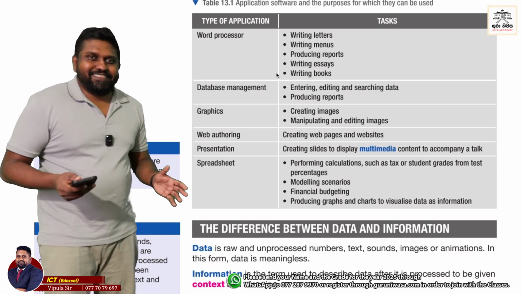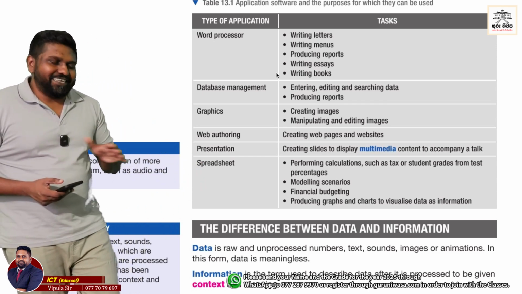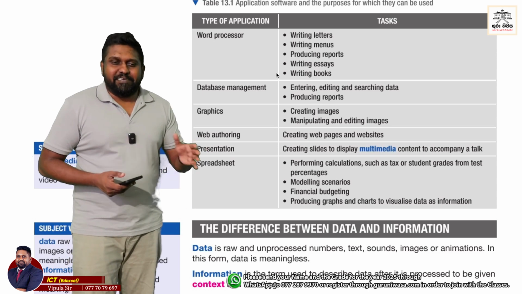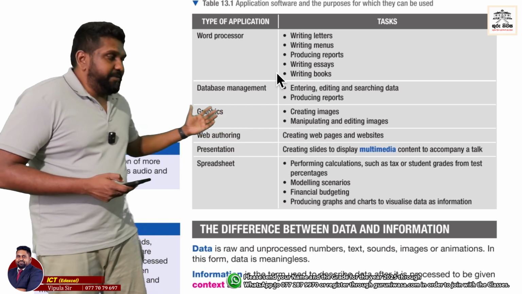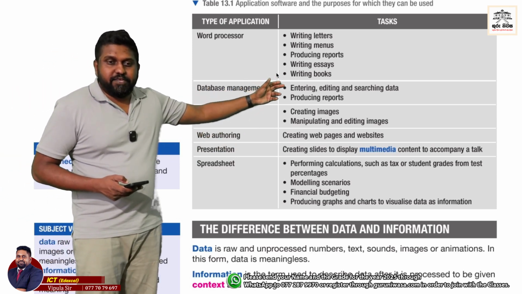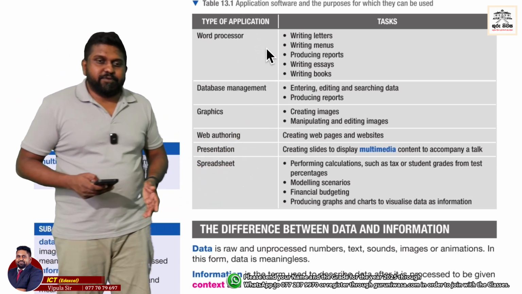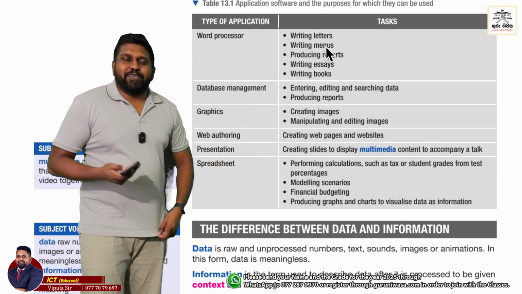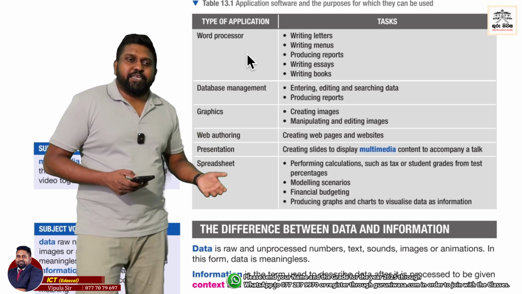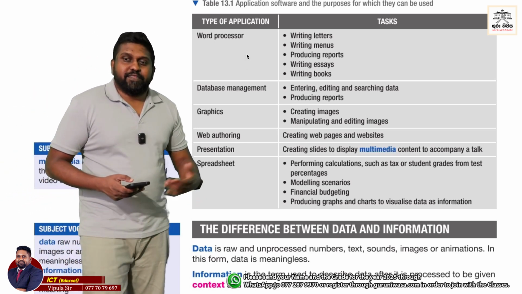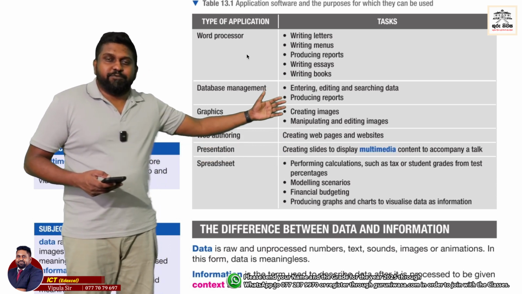IGCSE is O level, so we basically touch the surface on what it is and we talk about software principles. That's it. So here we have types of applications and we have a set of tasks. So guys, just remember the points, because you get some simple MCQ questions giving you a few answers and asking what type of application you need to achieve that task.